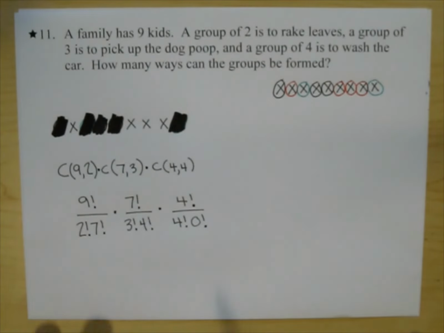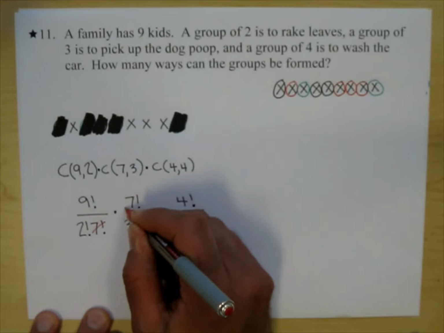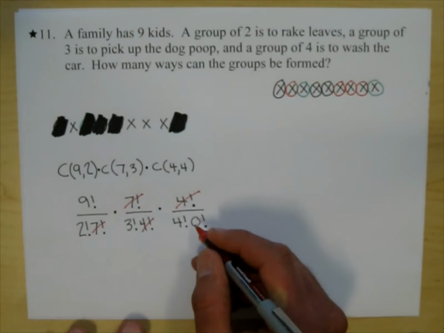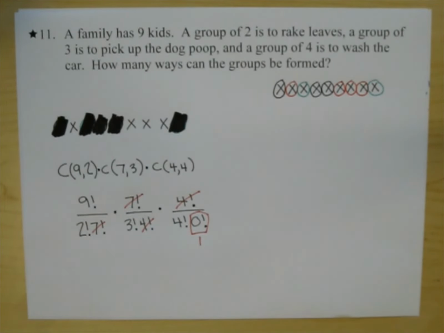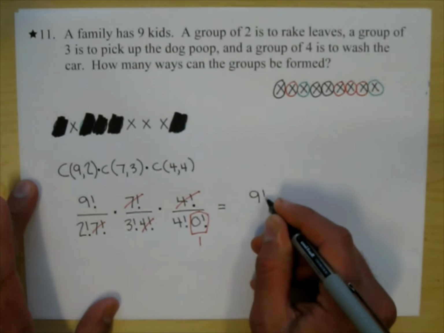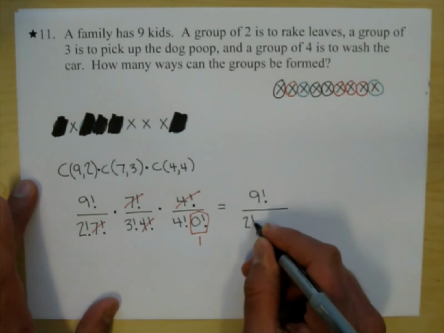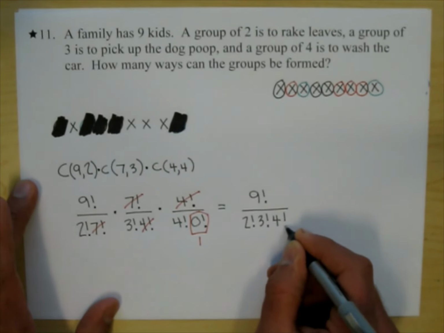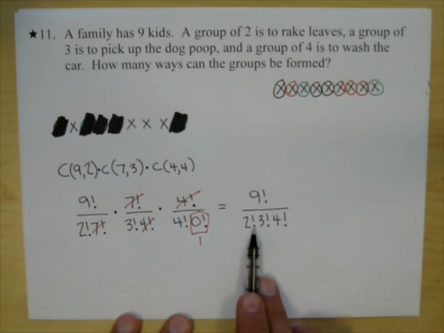So look what happens, and there was a reason I did this even though this was unnecessary, because look, the 7 factorials cancel, the 4 factorials cancel, and we know that this right here is 1. So what does this thing become? This thing becomes, what's on the top? 9 factorial all over 2 factorial, 3 factorial, 4 factorial. What do those guys on the bottom add up to? They add up to 9.